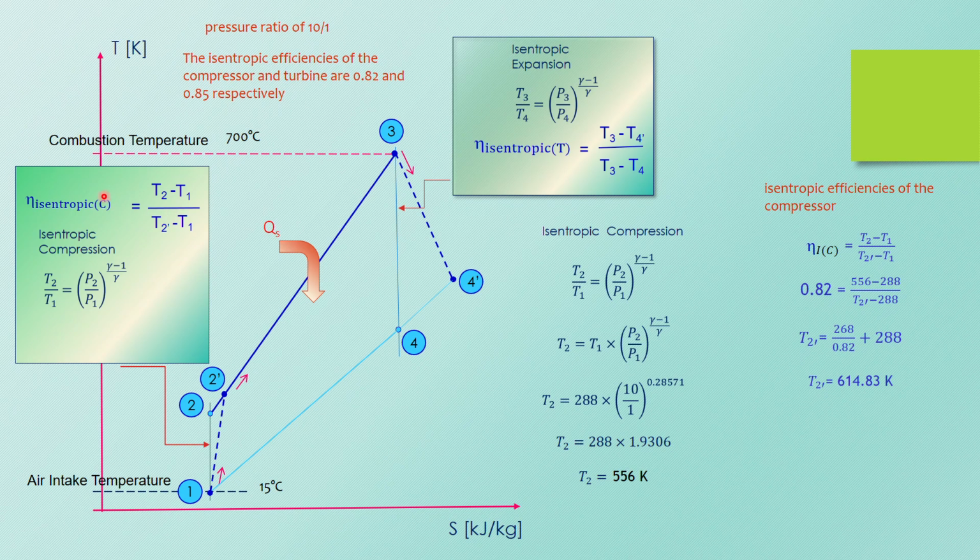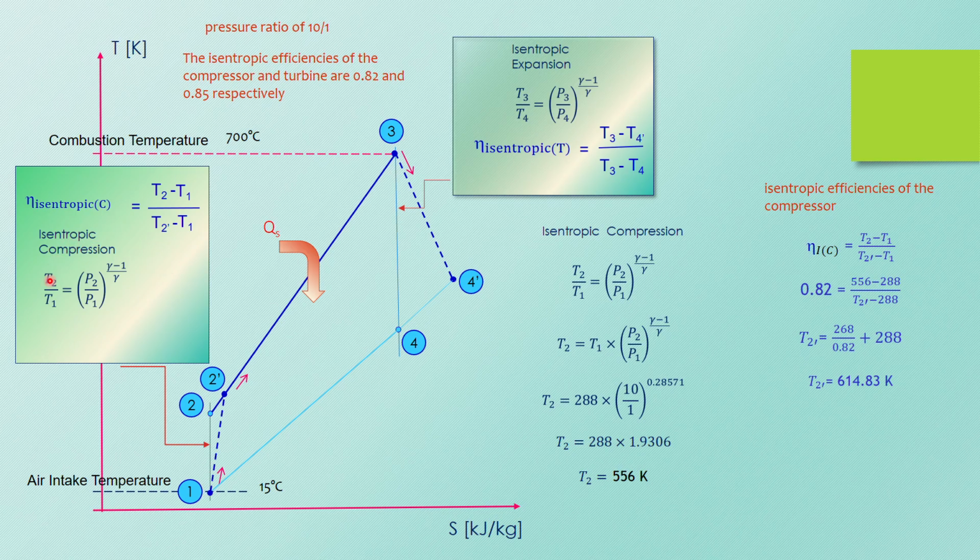So they have given us the isentropic efficiency for the compressor, 0.82. And we know T1 is already 288 Kelvin. T2 can be found by using this formula. Now, look at my laser pointer. This formula here can only be used for this line here, 1 to 2, a straight vertical line that shows isentropic.